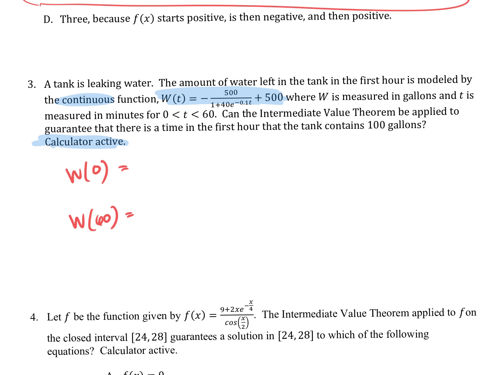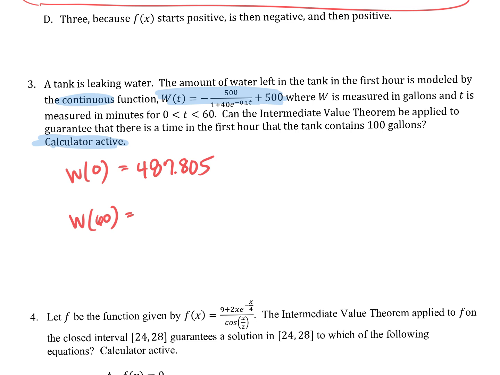We plug in a 0 here, a 0 in for t. What are y'all getting? Did you guys get 487.805? AP requires 3 decimals, you guys. Past the decimal: tenths, hundredths, thousandths. We have to go to the thousandth for every single answer. Sound good? How about W of 60?